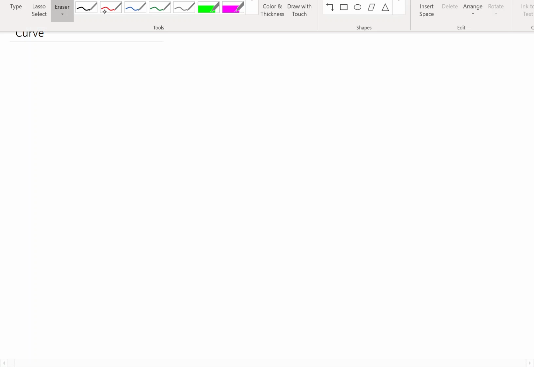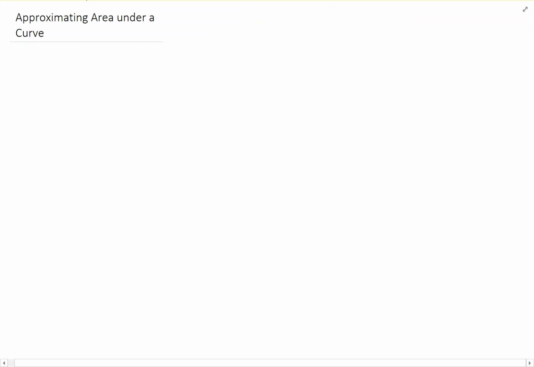All right, I wanted to make a little video talking a little bit more about approximating the area underneath the curve. I have my eraser selected and not my pen, so let me change it to my pen here. The idea is that you've got some sort of curve, something like this, f of x.